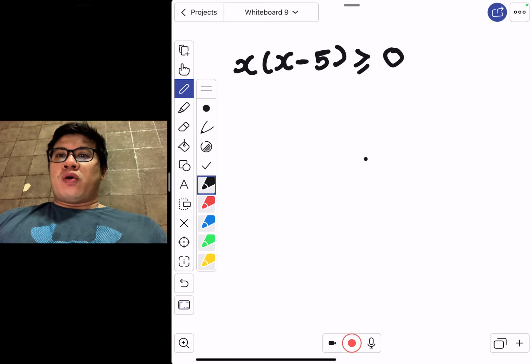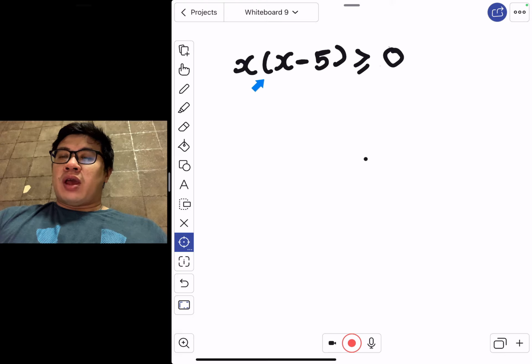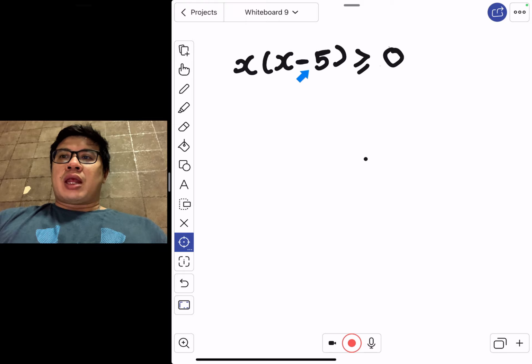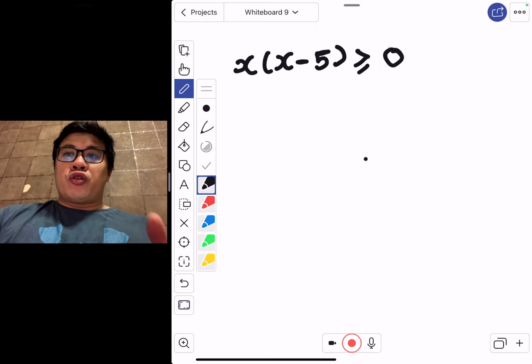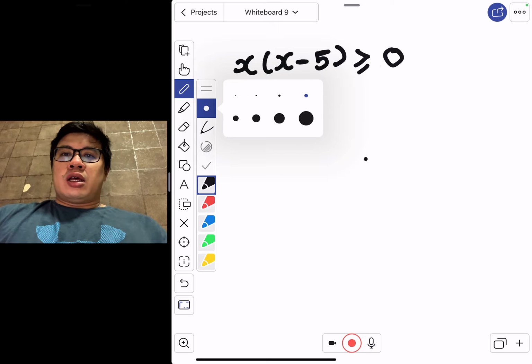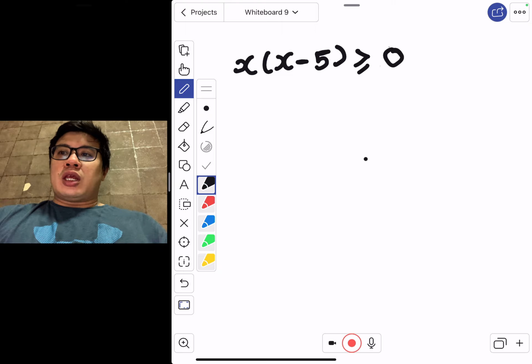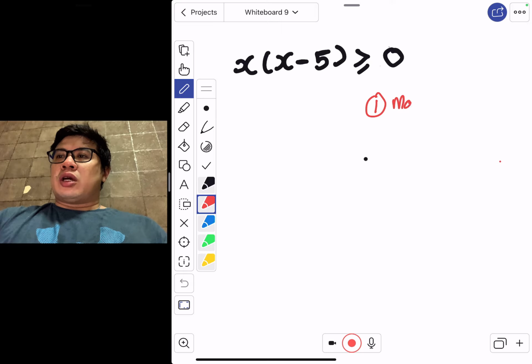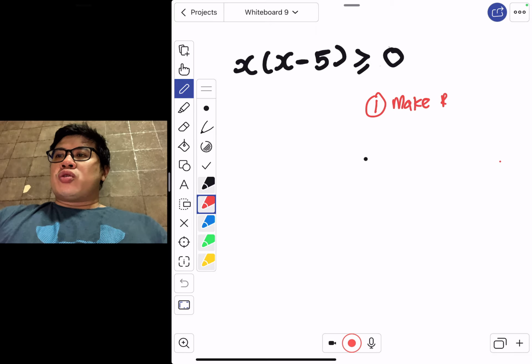Find the set of solutions, the values of x that fulfill the following inequality: x(x - 5) ≥ 0. Okay, so if you remember, in class we always talk about the following steps to solving a quadratic inequality. First, you always make the right hand side 0. The right hand side should be 0 as a good habit.